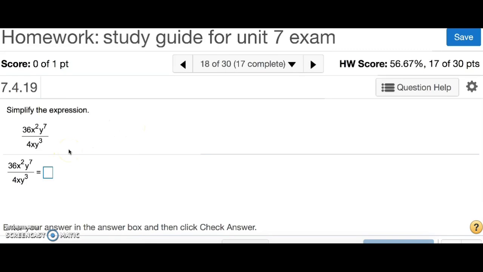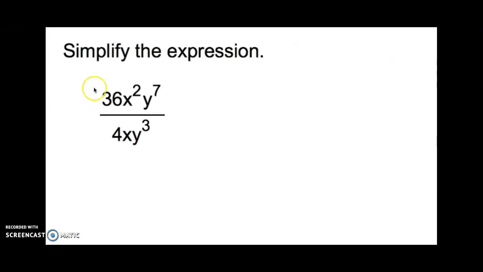Number 18 is asking you to simplify that. So again, when we have these ones, we will start with these numbers and work our way over to then the x's and the y's. So starting with the 36 and 4, we divide them. 36 divided by 4 is 9. Now I take a look at the x's. X squared divided by x. I subtract exponents. I'll just have x.